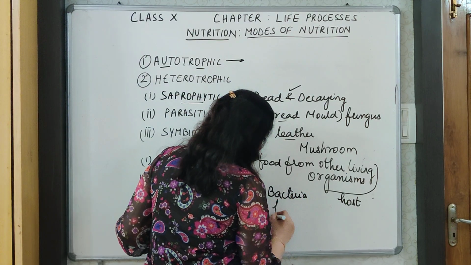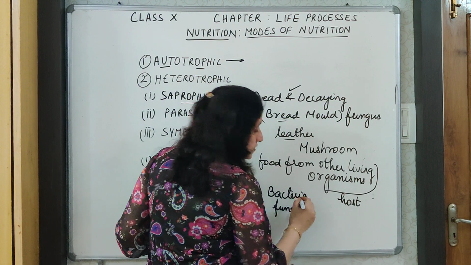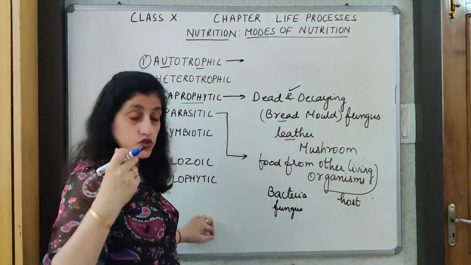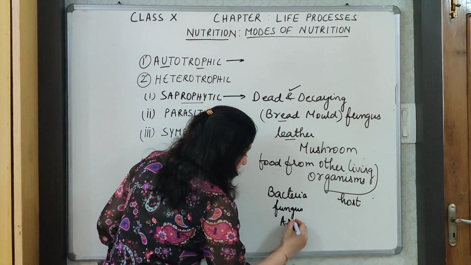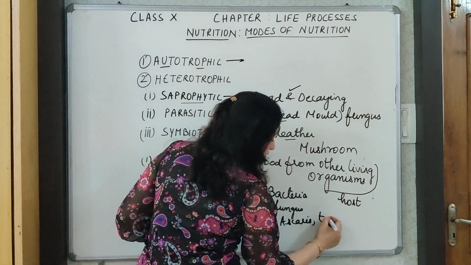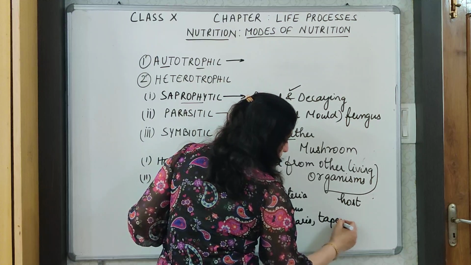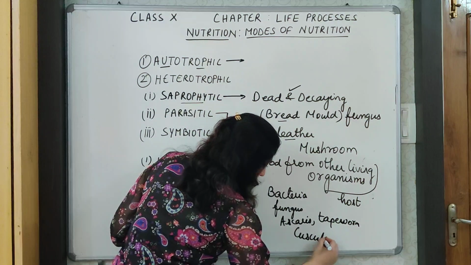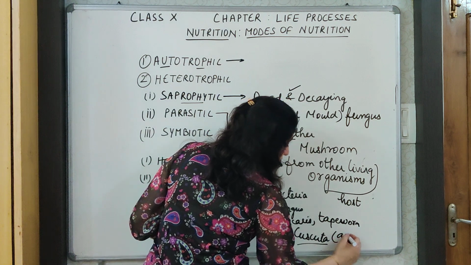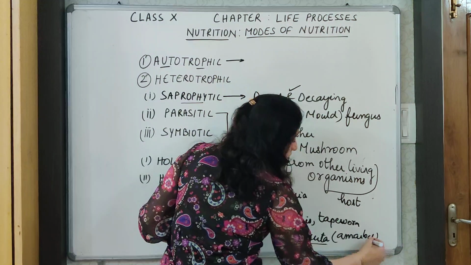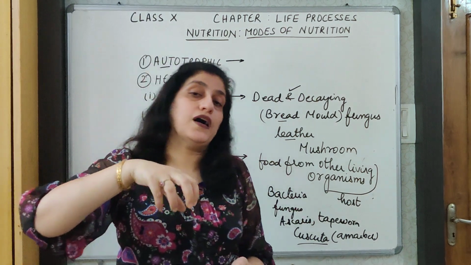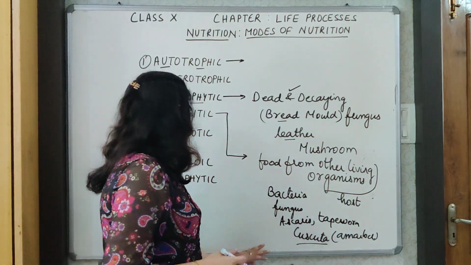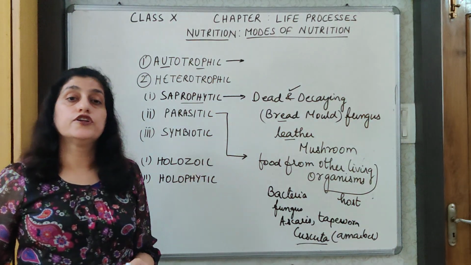Examples are some fungus. If we talk of animals, examples are worms found in the human intestine, which suck nourishment from there, like ascaris and tapeworm. All these are parasites. Then in plants we have cuscuta, also called amar bale. This amar bale grows on the host plant and sucks the nutrition from there without providing any benefit to it. So these are the examples of the parasitic mode of nutrition.